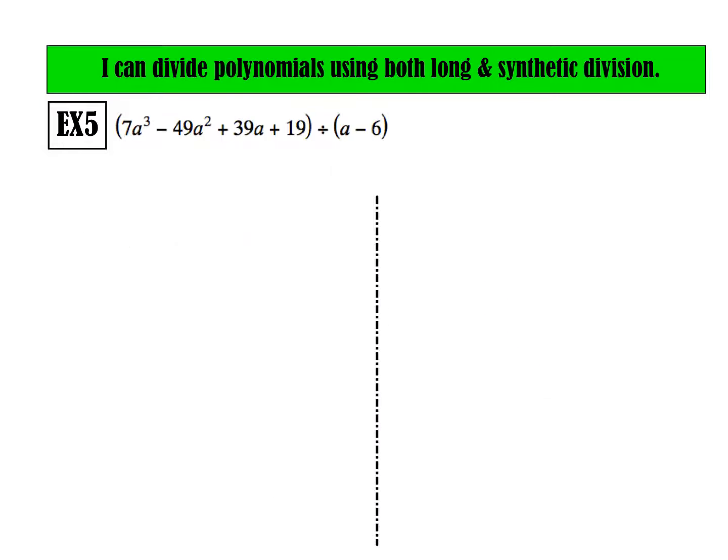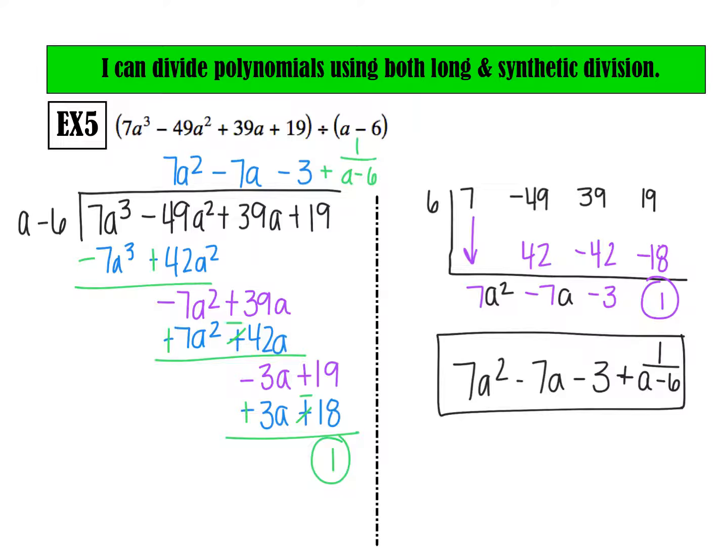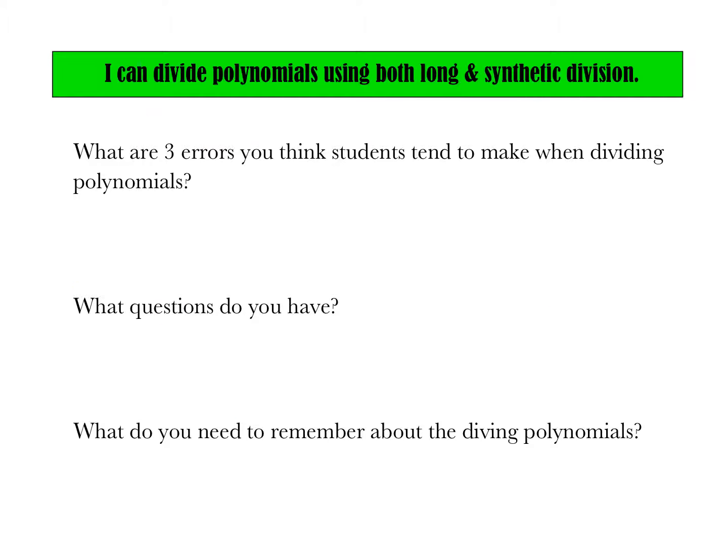All right, go ahead and pause the video and try example 5 on your own. All right, so for this one, hopefully you got 7a squared minus 7a minus 3, and then you have a remainder of 1, so plus 1 over a minus 6. Look over my work, identify where you made any mistakes if you did, and any questions that you have. All right, so we've done 5 full examples.